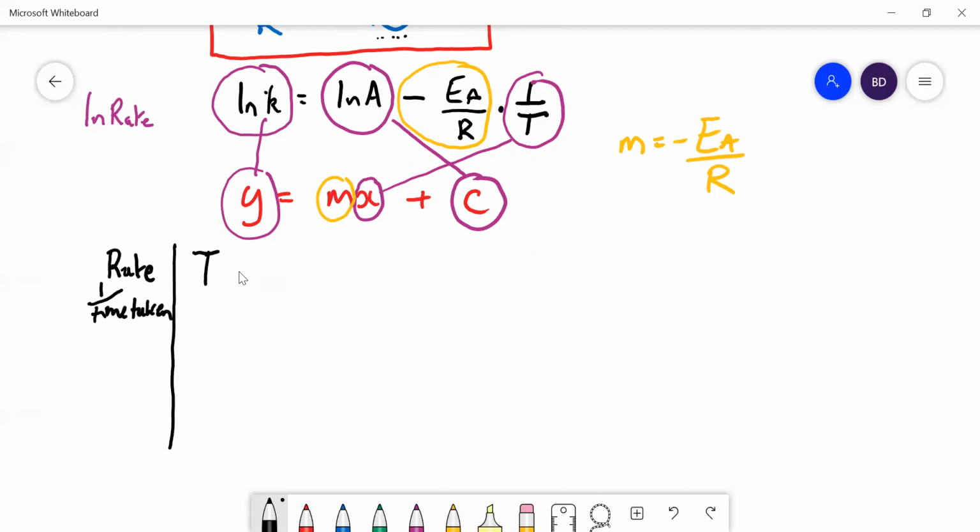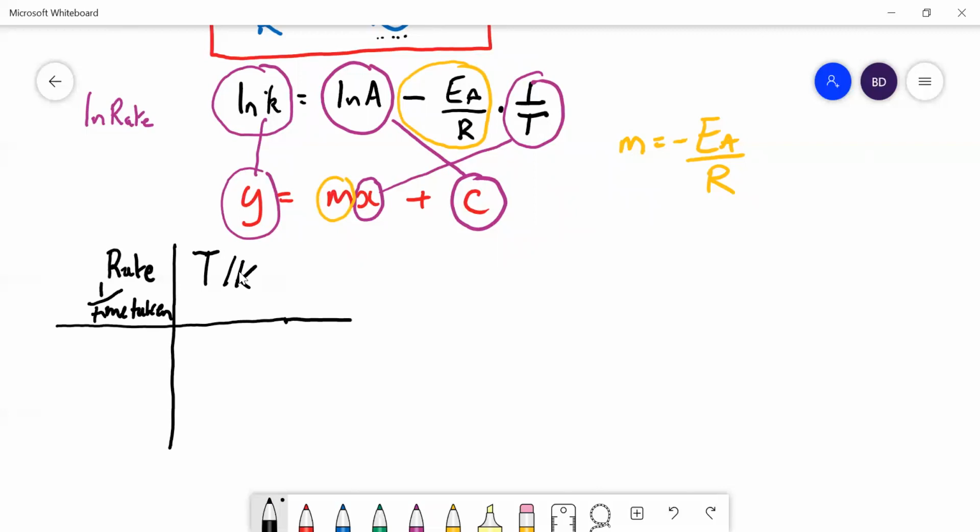If we're doing the iodine clock experiment, 1 over the time taken for the flask to go black, or if you did the disappearing cross experiment, 1 over the time taken for the solution to go so cloudy you can't see the cross. So that would be that. T is the absolute temperature. That's going to be in kelvins, isn't it?